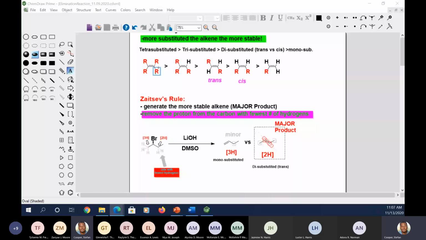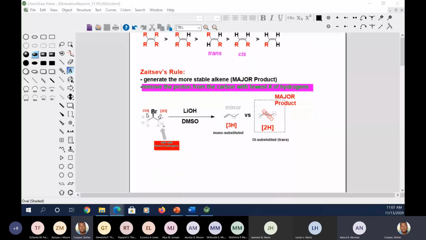So the first thing that comes out of this chemistry or out of this understanding is the fact that Zaitsev's rule dominates elimination reactions, all right? You're typically going to generate the more stable alkene, which is the major product. The way that you generate the more stable alkene is that you're going to remove the proton from the carbon with the fewest hydrogens.